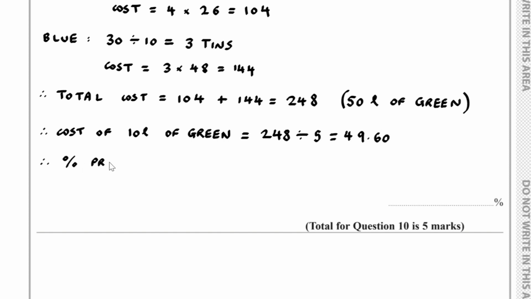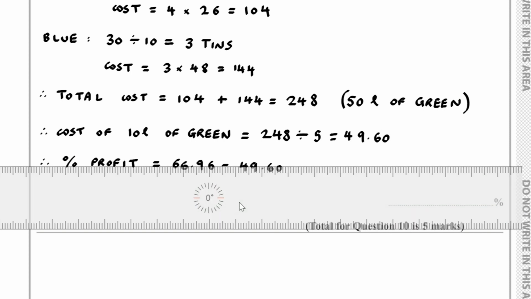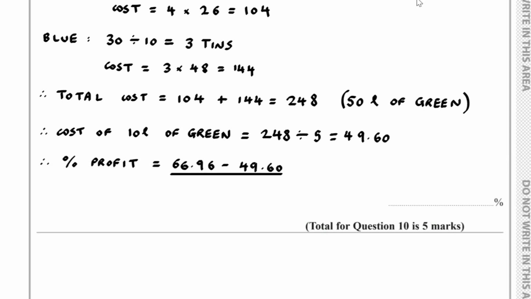and so therefore the percentage profit, that's equal to, well, I've got the 66.96, which is how much he sells for, and then I take away 49.60, and then I divide by 49.60, and then times by 100, and it turns out here we get 35% as our percentage profit.